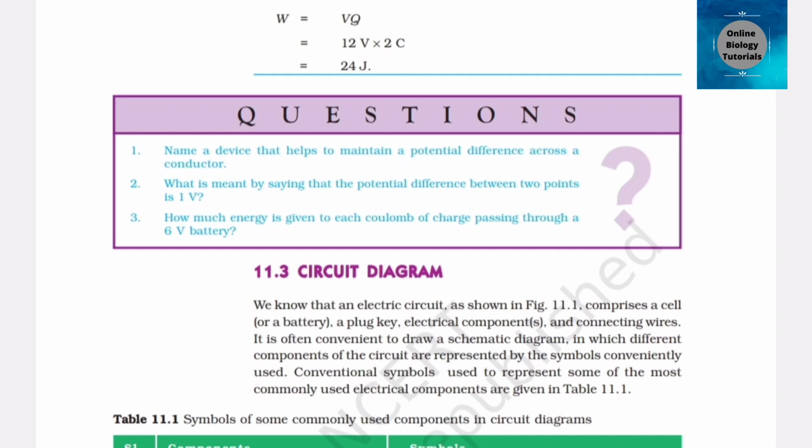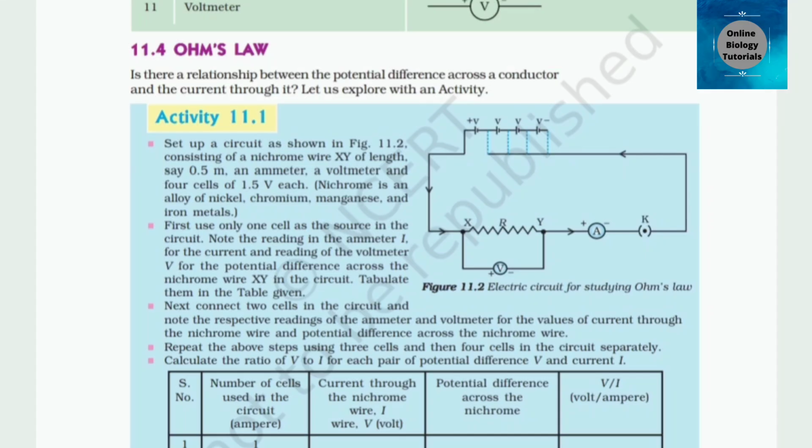11.3 Circuit diagram. We know that an electric circuit, as shown in figure 11.1, comprises a cell or a battery, a plug key, electrical components, and connecting wires. It is often convenient to draw a schematic diagram in which different components of the circuit are represented by the symbols conveniently used. Conventional symbols used to represent some of the most commonly used electrical components are given in Table 11.1.